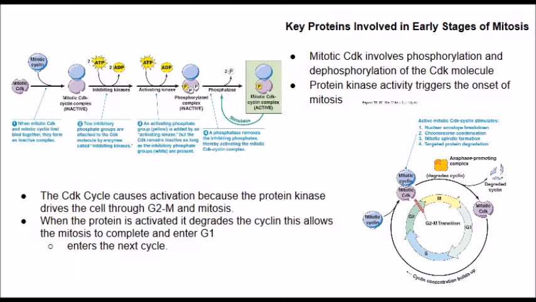Along with that, with the mitotic CDK cyclin, you have the activation of the nuclear envelope breaking down and the chromosomes condensing. The third part is the mitotic spindle forming and the target proteins degrading. This next slide shows the anaphase promoting complex and the mitotic spindle checkpoint.